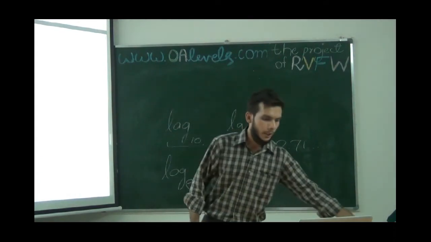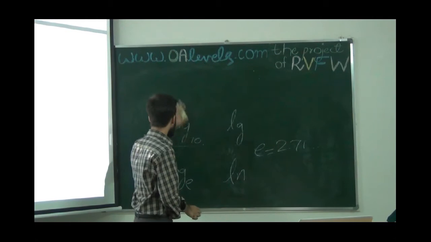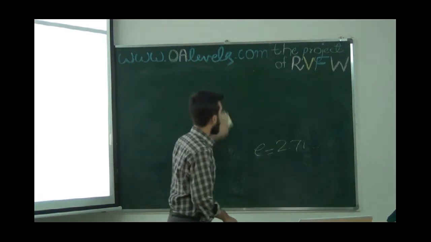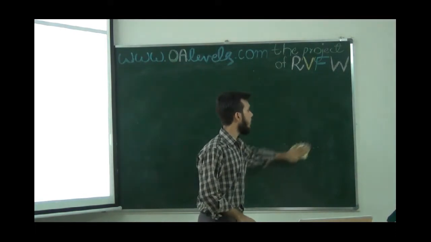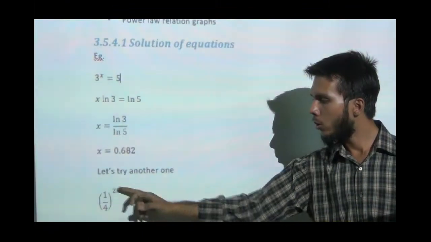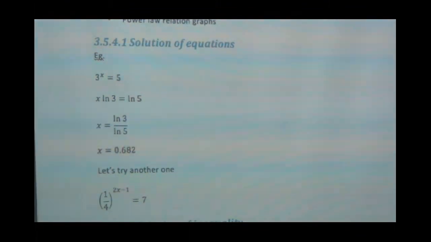ये एक रेशनल नंबर है. So these are the two most commonly used logarithms, log base 10 and log base e. Although all logarithms हो सकते हैं, it's not as if कि आप log base 2 या log base 3 नहीं use कर सकते, but these are the most commonly used. Where we have (1/4)^(2x-1) = 7, which we can solve using logarithms.